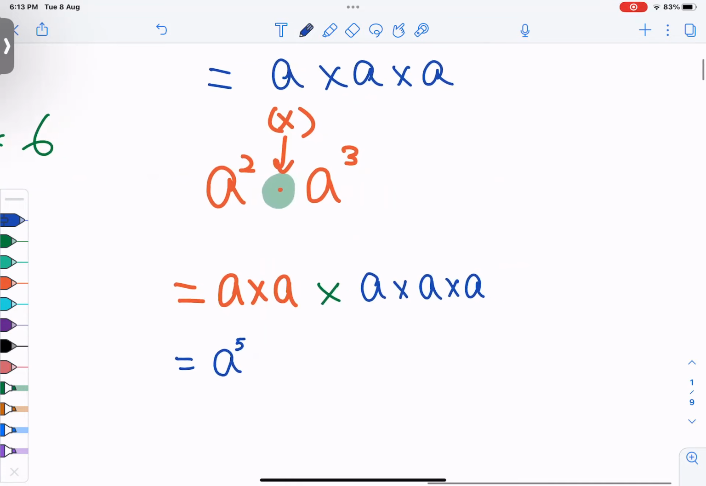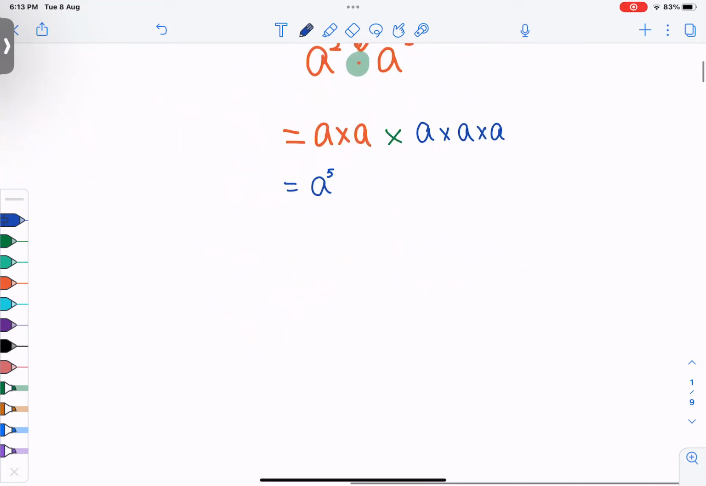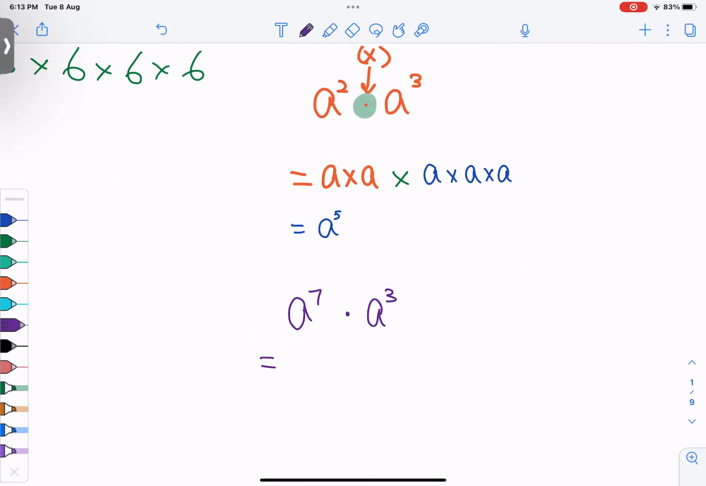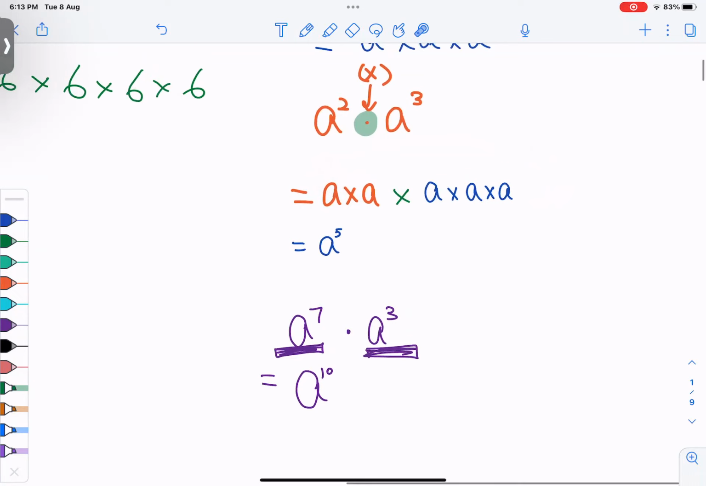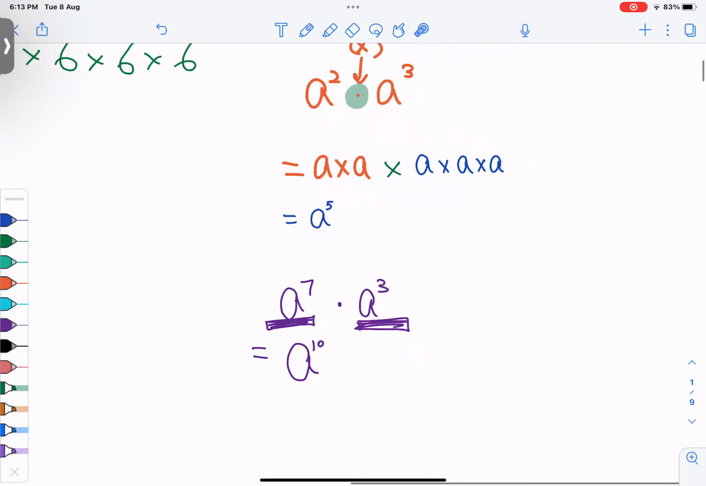Make sense? Yep. Then can we try one more? A7 times A3. What will this be? A10. Yes, A10, because you have 7 of the A's here and then 3 of the A's here. So in total, you have 10. Whenever you get confused, you can just write it down and calculate how many you have in total. Or you could also remember that when there is a multiply in between, and the bases are same, then the powers will add up.